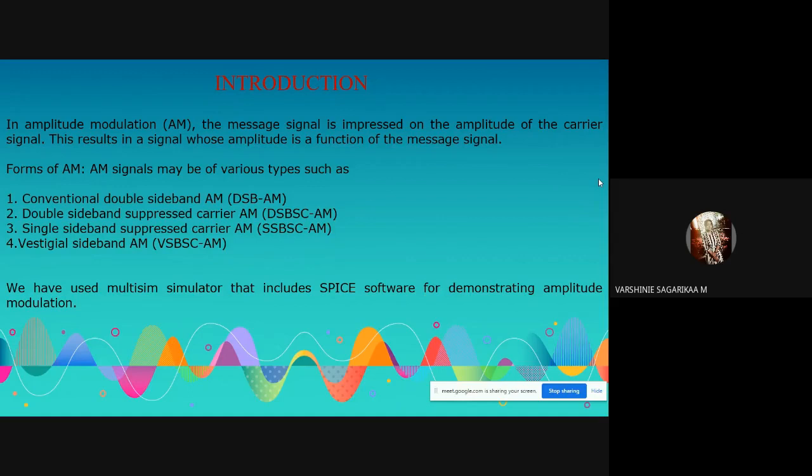Forms of amplitude modulation. AM signals may be of various types, such as conventional double sideband AM, double sideband suppressed carrier AM, single sideband suppressed carrier AM, and vestigial sideband AM. We have used the Multisim simulator that includes PSpice software for demonstrating amplitude modulation.